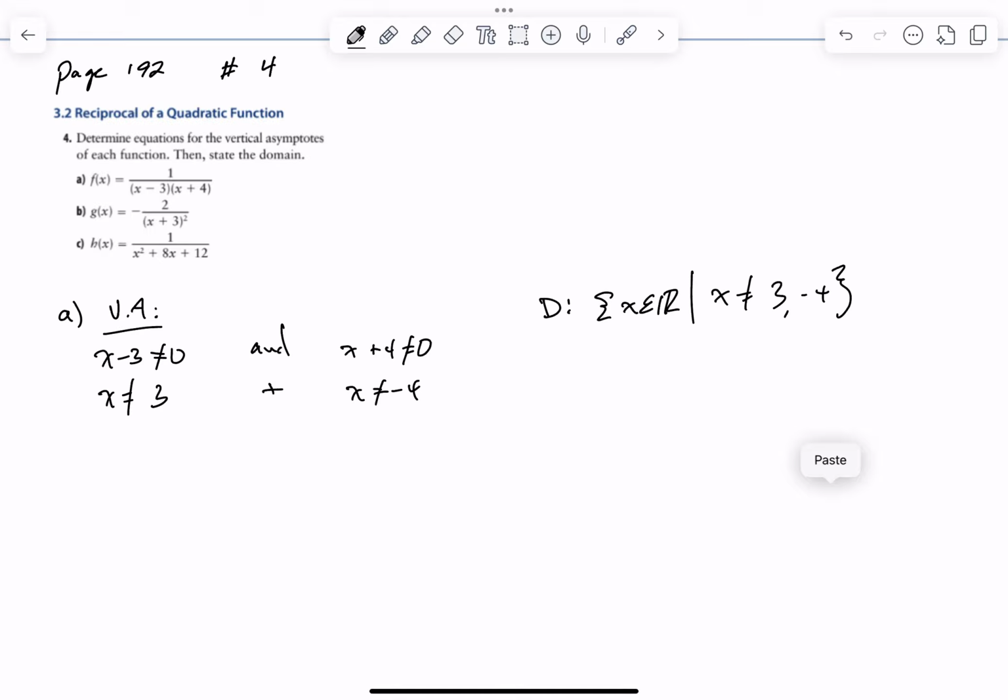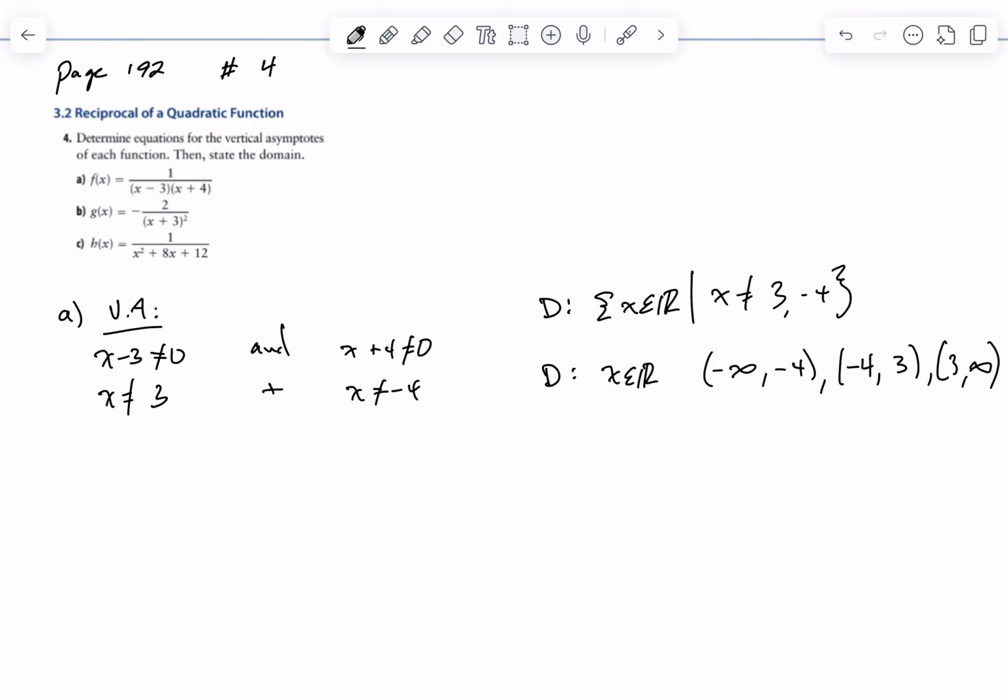If you liked using interval notation, you could write the domain like this. You could say x is a part of the real numbers on the intervals, negative infinity to negative 4, and then negative 4 to 3, and then 3 to infinity. You don't need squiggly brackets, you just need round brackets. Okay, so that's how you would tackle these problems.